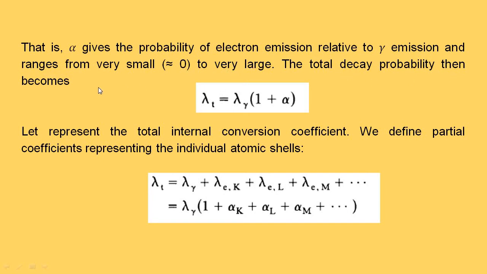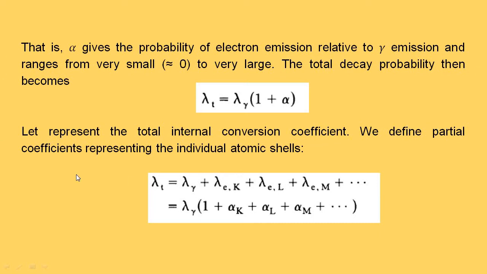The total decay probability then becomes, as we have written, lambda t is lambda gamma plus lambda e, and lambda e by lambda gamma you have written as alpha. So lambda e is alpha lambda gamma. So it is lambda gamma plus alpha lambda gamma. You can take lambda gamma as a common factor. So lambda t is lambda gamma into 1 plus alpha. And let this alpha represent the total internal conversion coefficient.